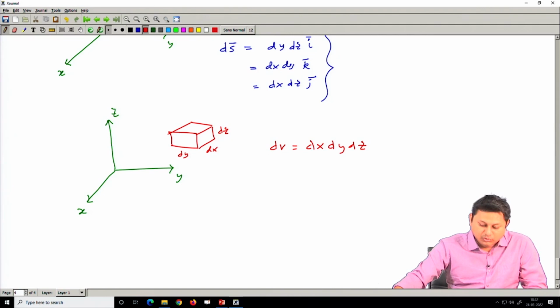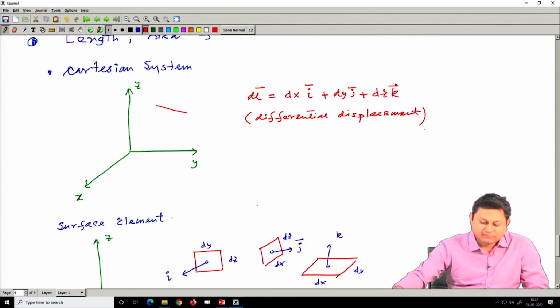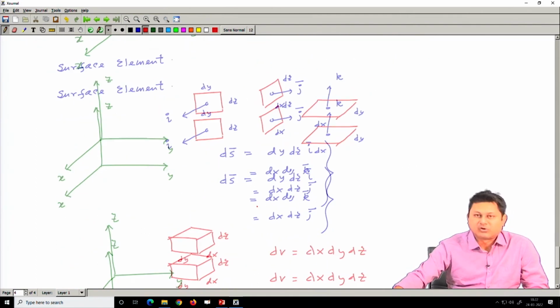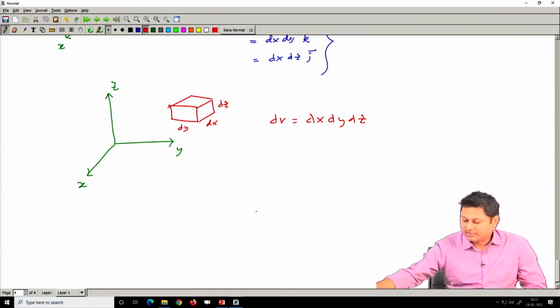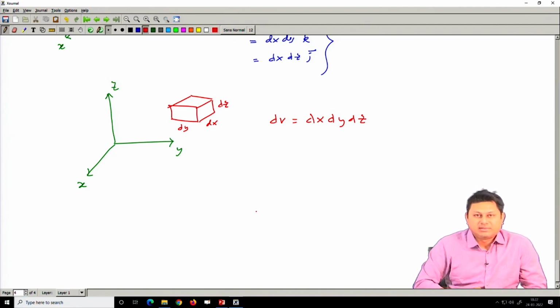Well, it looks quite simple and very straightforward in the Cartesian coordinate system to find the line element, surface element and volume element. But in the next class we will find that it is not that straightforward when you go to other coordinate systems like the spherical polar coordinate system or the cylindrical coordinate system. So in the next class we will discuss how to define the volume element, surface element and line element in those coordinate systems. With that note, I would like to conclude here. Thank you for your attention.